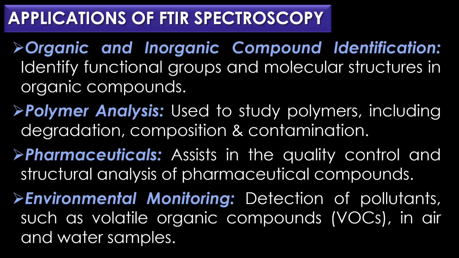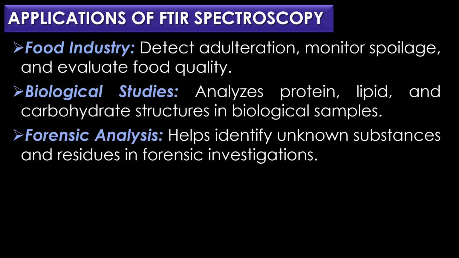In environmental monitoring, FTIR spectroscopy is used for the detection of pollutants, such as volatile organic compounds, present in air and water samples. In the food industry, FTIR can detect adulteration, monitor spoilage and evaluate food quality. In biological studies, FTIR spectroscopy analyzes protein, lipid, and carbohydrate structure in biological samples. In forensic analysis, FTIR spectroscopy helps in identifying unknown substances and residues in forensic investigations.